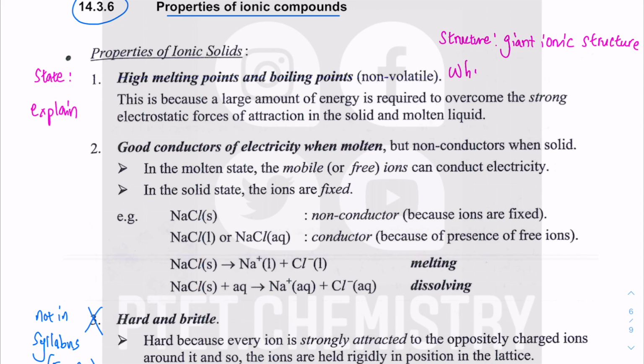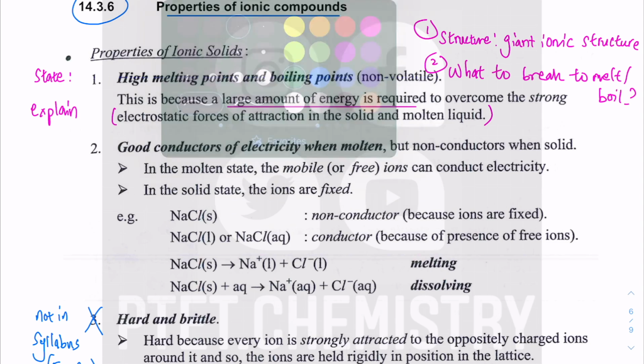What bond to break to melt or boil? What do you need to break in order to melt it or to boil it? Melting and boiling, you think about the heating curve from back in topic 1, which is states of matter. You need energy to go from solid to liquid, to go from liquid to gas. A large amount of energy is required because you are breaking strong electrostatic forces of attraction in the solid and molten liquid. We need to break strong ionic bonds.